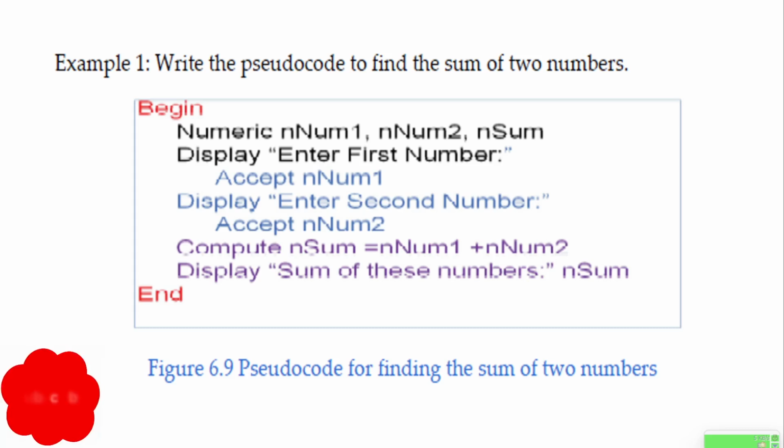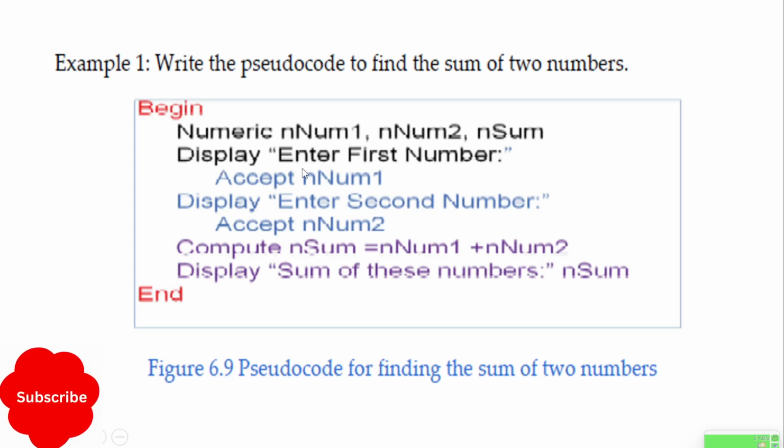Write the pseudocode to find the sum of two numbers, for instance. Begin and end, like that of the flowchart. As in a flowchart, there is an oval shape, and then we write the source code. In pseudocode, we use English-like statements. Numeric, defining num1, num2, and sum. They are separated by commas. Defining or declaring. Then it asks you to enter the first number, displayed on the screen.